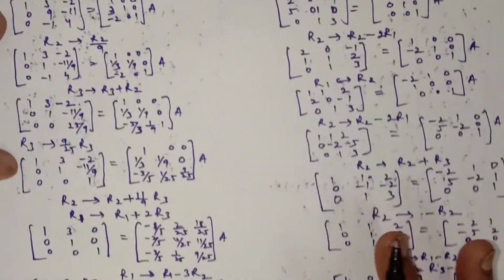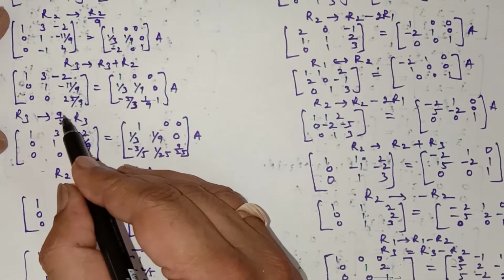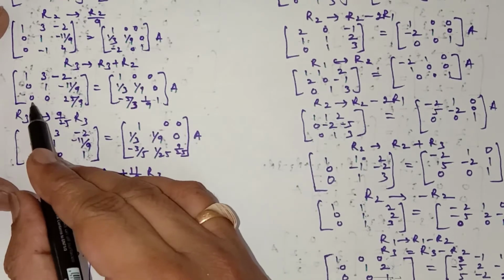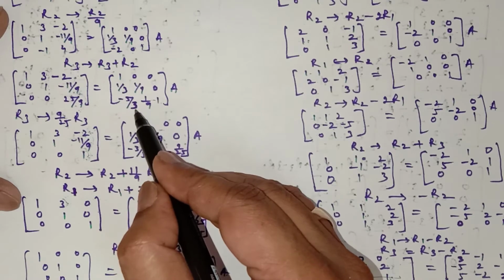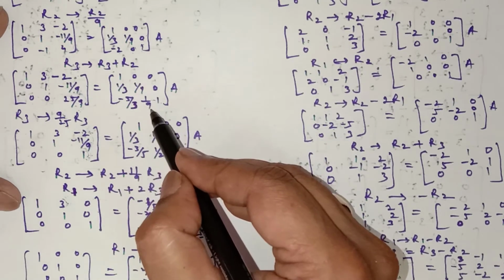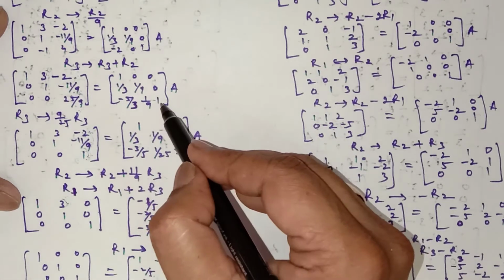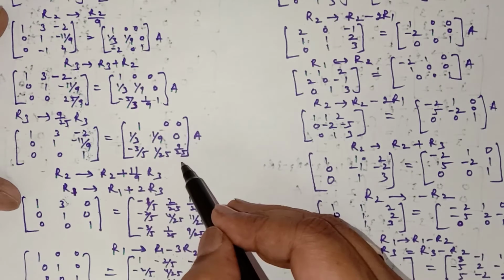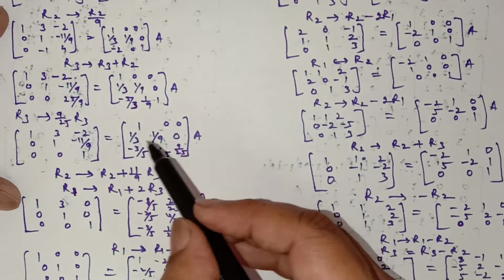So dividing the third row by 25 upon 9, or multiplying the third row by 9 upon 25, you will get 0, 0, 1, minus 5 upon 3 multiplied by 9 upon 25, you will get minus 3 upon 5, 1 upon 9 multiplied by 9 upon 25, you will get 1 upon 25, and multiply 1 by 9 upon 25, you will get 9 upon 25. So be careful with the calculation.